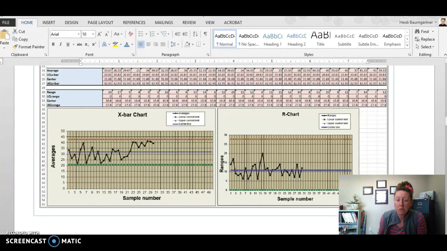So in summation, we need to have a target value that we're setting and look at how our values fluctuate around that center line in both the R chart and the X bar chart. And this concludes the quality control lecture.